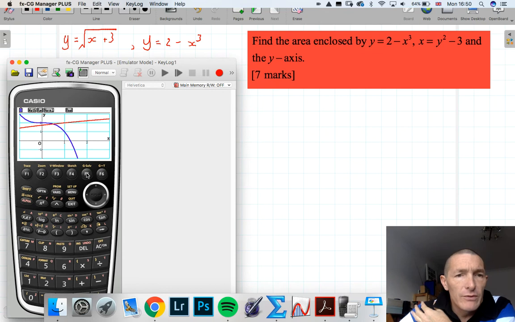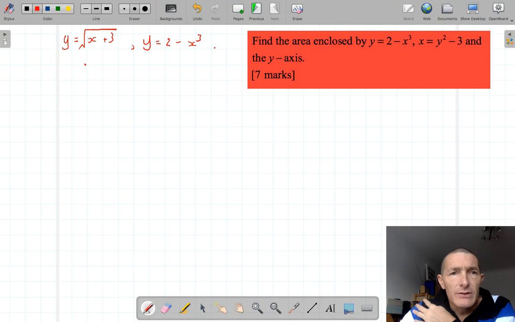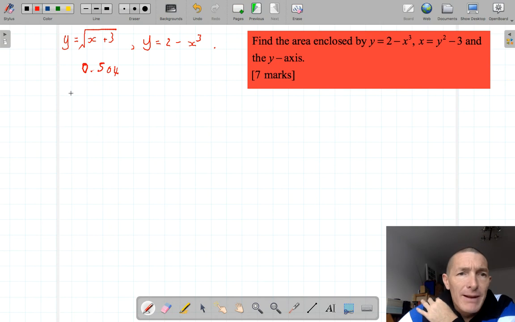So first of all, if I do GSolve and I look for the intersect point, I find the intersection is 0.504. So let me just jot that down, 0.504. Now what I want to do is I'm actually going to say what I'm looking for is 2 minus x cubed. That was the bigger one, the one that came on top, dx.